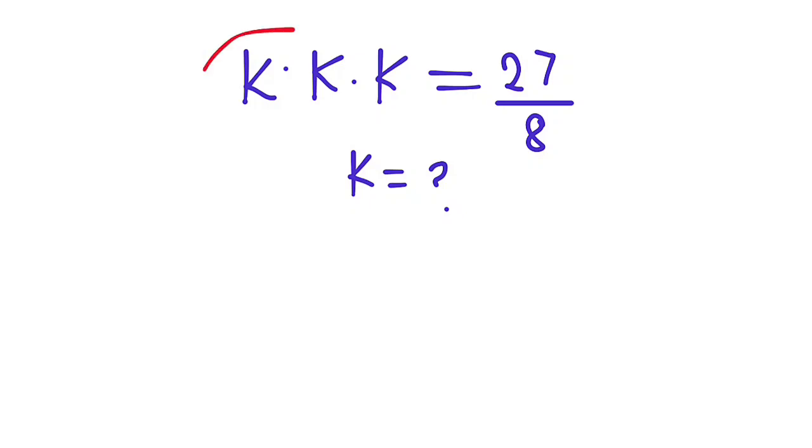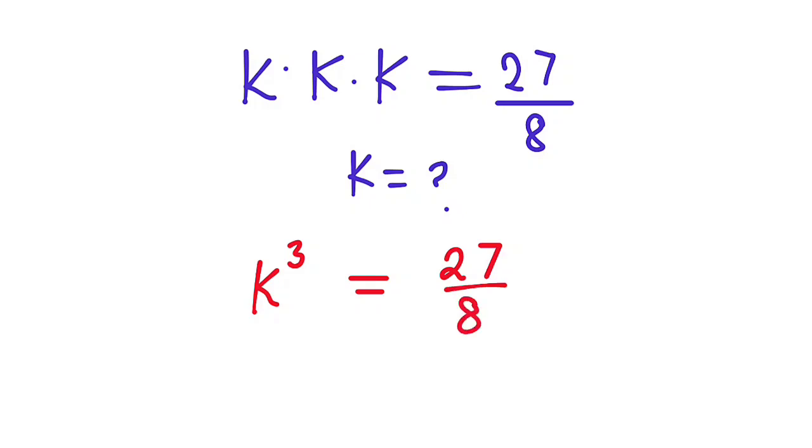So you know that this is k times k times k. That would be k to the power of what? k to the power of 3. Then equals 27 over 8.